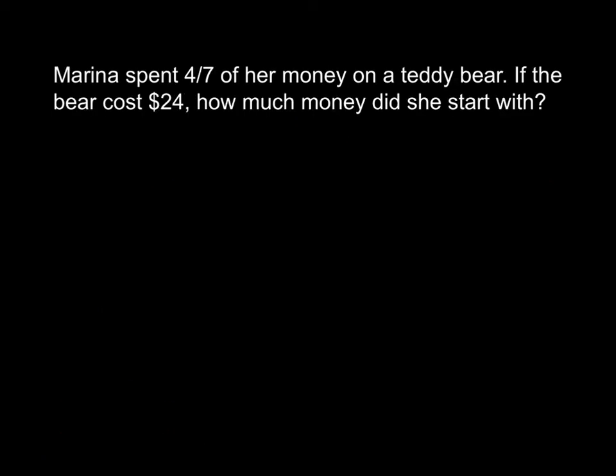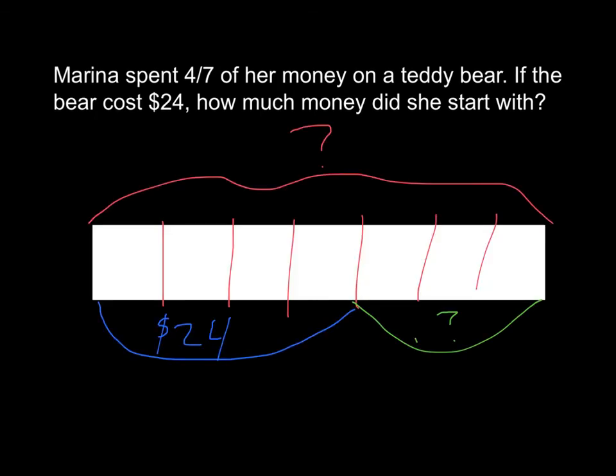Marina spent 4/7 of her money on a teddy bear. If that bear cost $24, how much money did she start with? Okay, this problem is similar to the last one, where we start with our total amount, but we don't know how much it is. If we add 4 of the sections, we know that that's $24, and we don't know how much is in this last section. So we have our $24 that we're dividing among those 4 sections, and we have 24 divided by 4. We find that it is $6 per section.